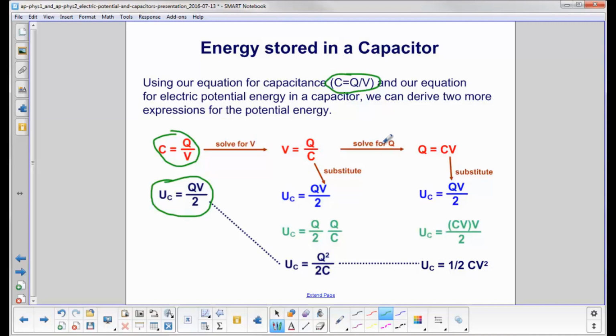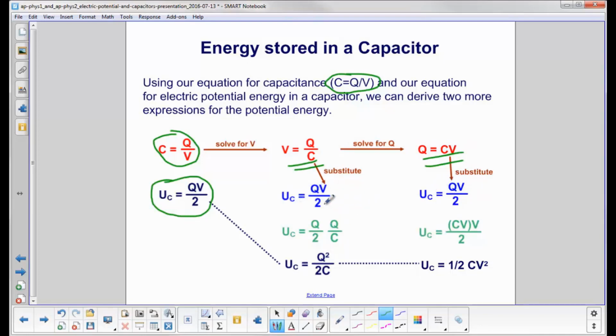We will also solve it for Q. So I have the three different expressions for the definition of capacitance. I will then take each one of these and substitute it into the equation for potential energy. We have QV over 2 here, QV over 2 here. For this first column, we'll substitute in for V. For the second column, we will substitute in for Q. So I'll take you through the first one, and then you can work this on your own.